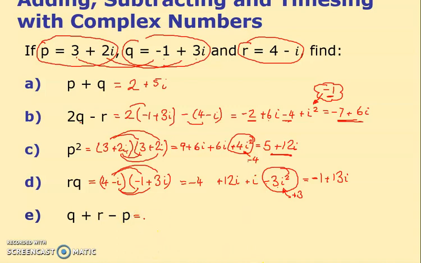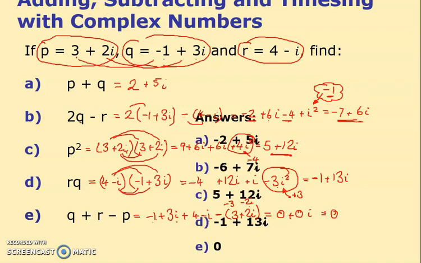It says q plus r, so q is minus 1 plus 3i plus r, what was r? 4 minus i. Minus p, well, just be a little bit careful, it's minus 3 plus 2i. So you've obviously got to take into account the bracket. So we've got minus 1, so this makes this minus 3 minus 2i, I think. Minus 1 plus 4 is 3, minus that 3 is 0. Alright, we've got 0. 3i minus i is 2i. Oh, right, it is 0 plus 0i. Well, I reckon it's probably best just to write that as 0. And there's my answer.